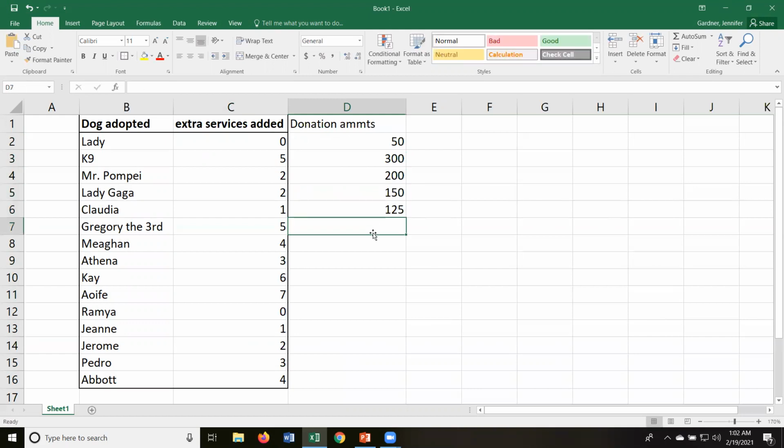So we've got a bunch of different dogs here. I'm on Gregory the Third now. And different people adopted and donated different amounts, and we have to see if that made a difference. When they were provided these services, what did they do?